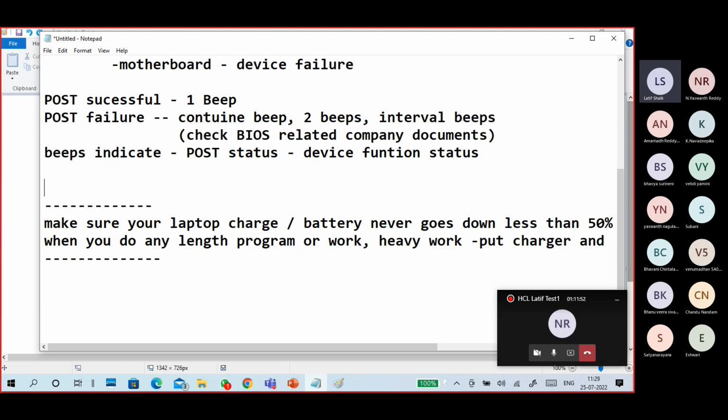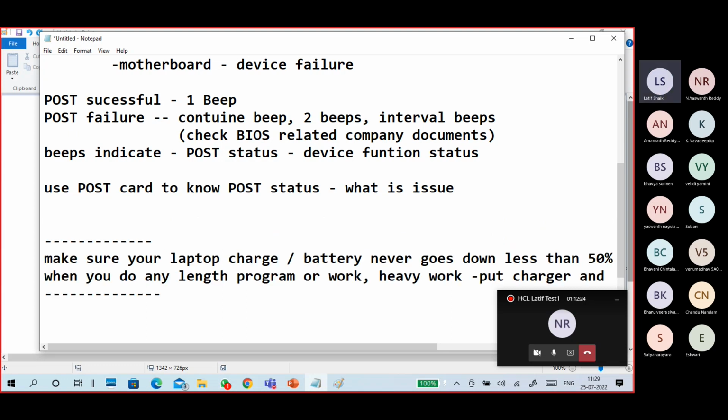Okay, next one is use a postcard to know the post status. There is a postcard, so I will show you how it is. There is a postcard to know the post status. So with the post status, we will know what the issue is.